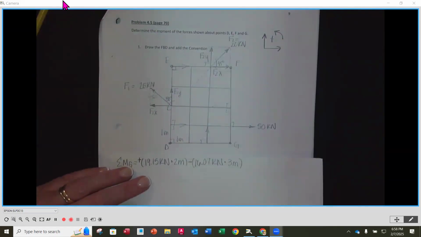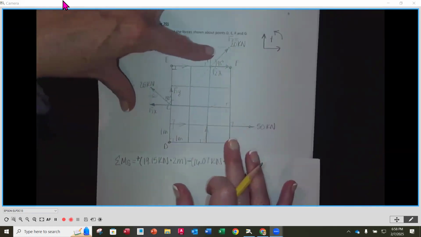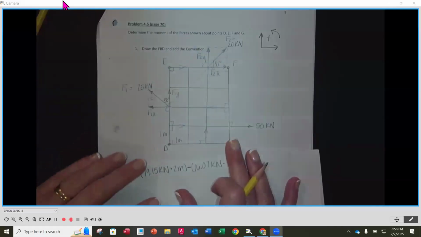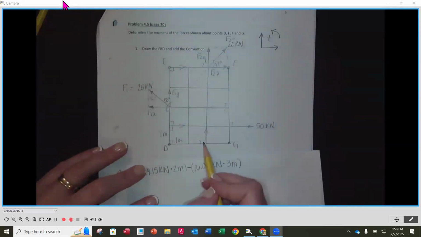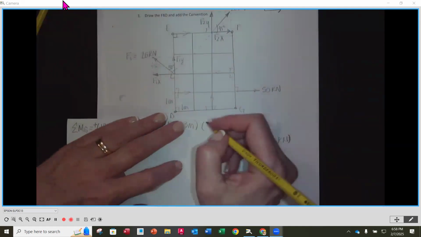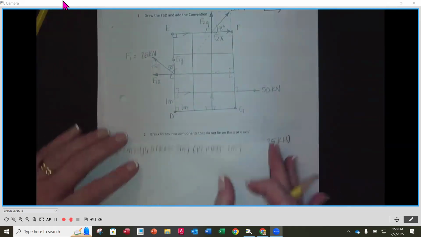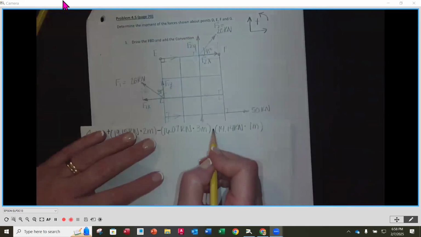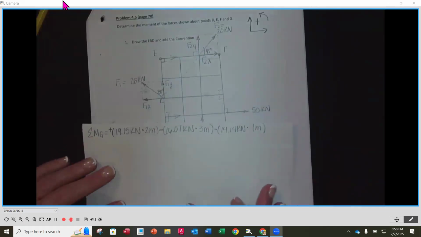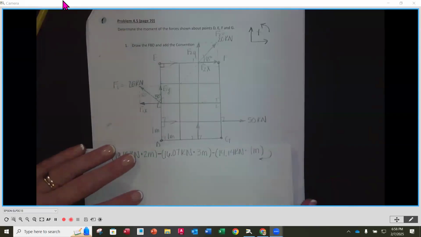Okay. Finger on G, F2y. F2y, yep, that'll cause a rotation. It's offset. If I pull it back along its line of action, its perpendicular distance is going to be 1. And F2y is 14.14 kilonewtons times 1 meter is the distance. And then direction of rotation is going to be clockwise. So we're going to put a minus out front. Right. And I have to go to my next line here.